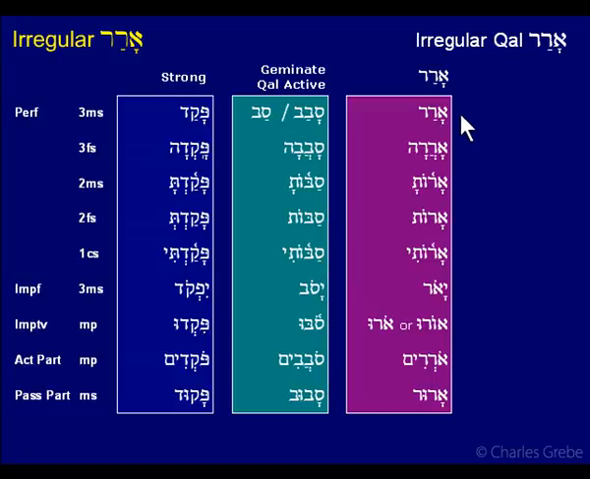Here is arar. So let's compare arar to savav. Arar, savav, same, right? And in fact, the same as pakad. So here they're all behaving as strong verbs. Arara, savava, pakada. So the only difference here is that the geminates, both these here, arar and savav, they have this composite shava, this chataf patach, presumably because it's trying to ensure that you pronounce both baits. So it has that composite shava as opposed to vocal shava. But again, these two are the same. Arar is behaving like a normal geminate.